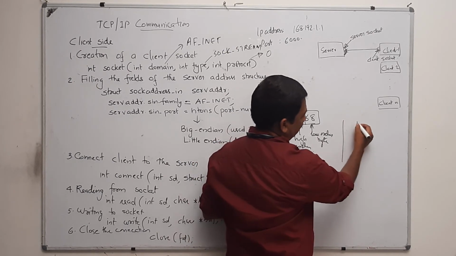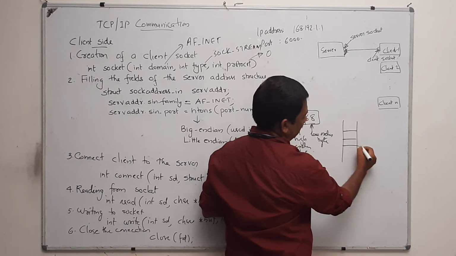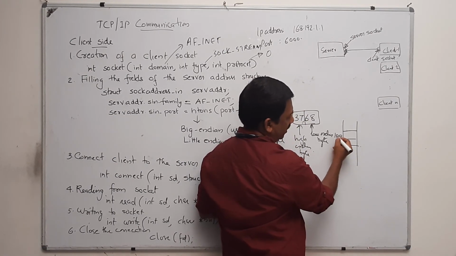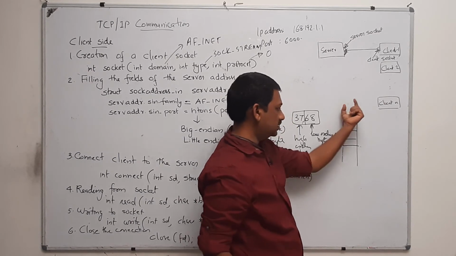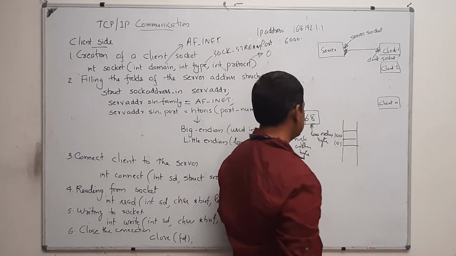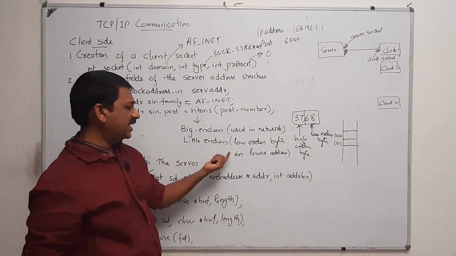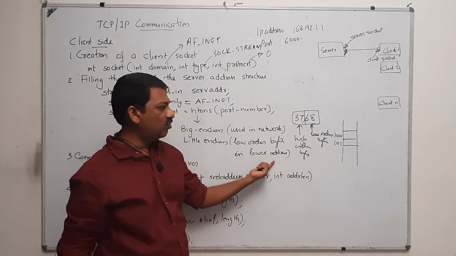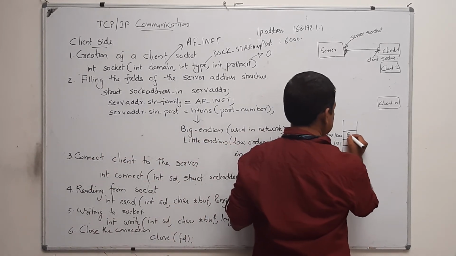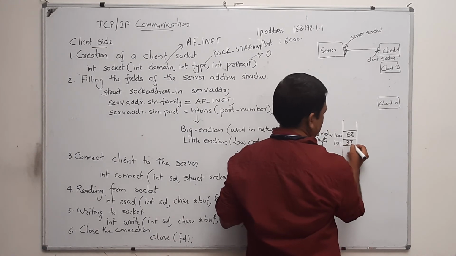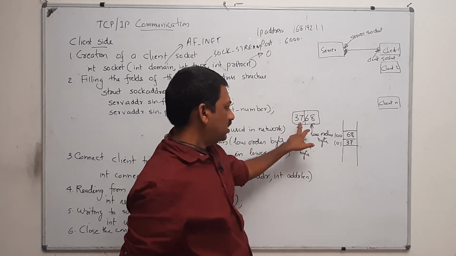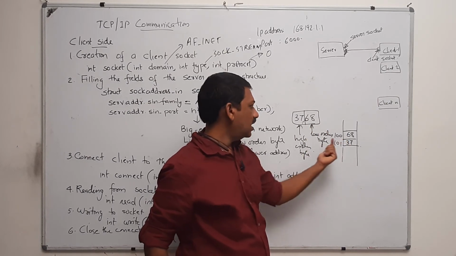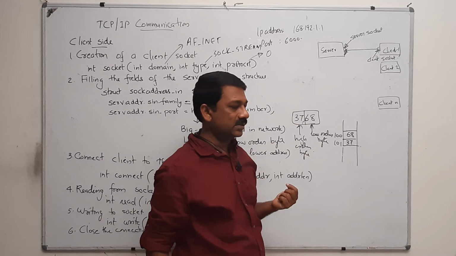So I am going to store it in the main memory, and suppose that this is 100 and this is 101. That means it is going this way, and if it is a little endian machine, the low order byte will be stored in the lower address. That means this will be stored as 68 and 37. That means this is the low order byte.